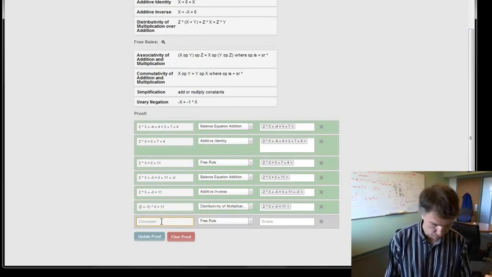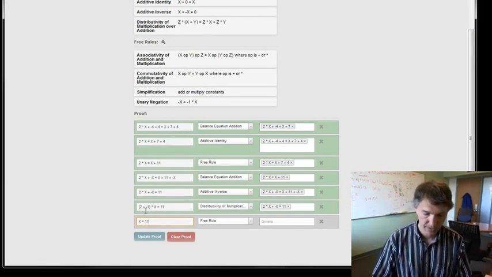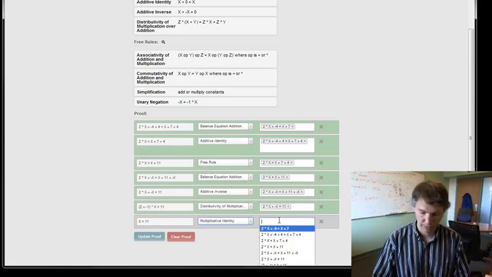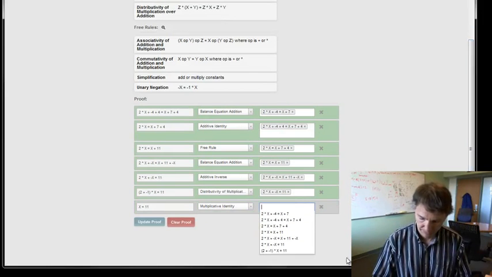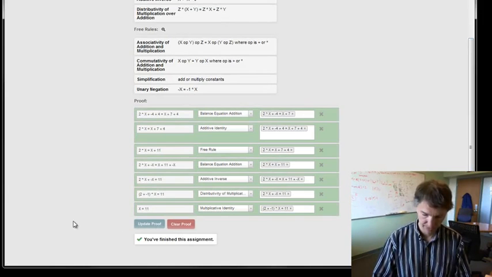So now I think in one step we can do the simplification. We can subtract 1 from 2 and get 1, and then we have 1 times x is equal to 11. And that's the multiplicative identity, which is a required rule for this particular exercise. Follows from the previous step, like all the previous steps. And now we're done. And now we've proven x equals 11. The system knows we have finished the assignment.